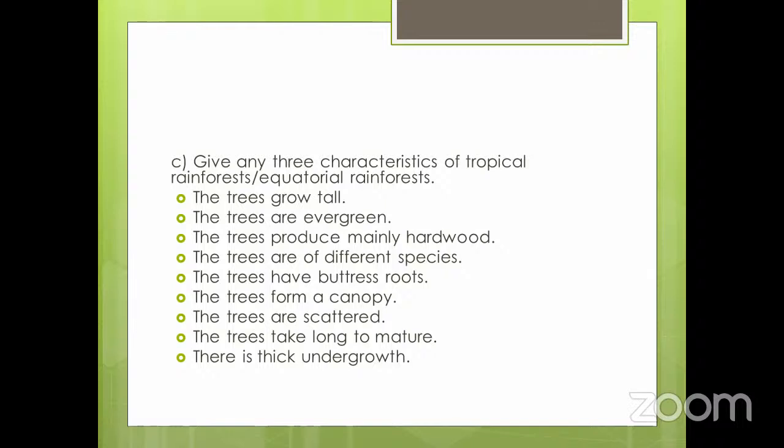Then lastly, there is what we call thick undergrowth. And this is what makes this forest to be impassable sometimes. It makes it hard for people to penetrate them or to pass through them. It is because of the thick undergrowth. So those are the characteristics of tropical rainforest or equatorial rainforest. On the other hand, we can also regard them as the characteristics of natural vegetation. Then we can move on to the next question.